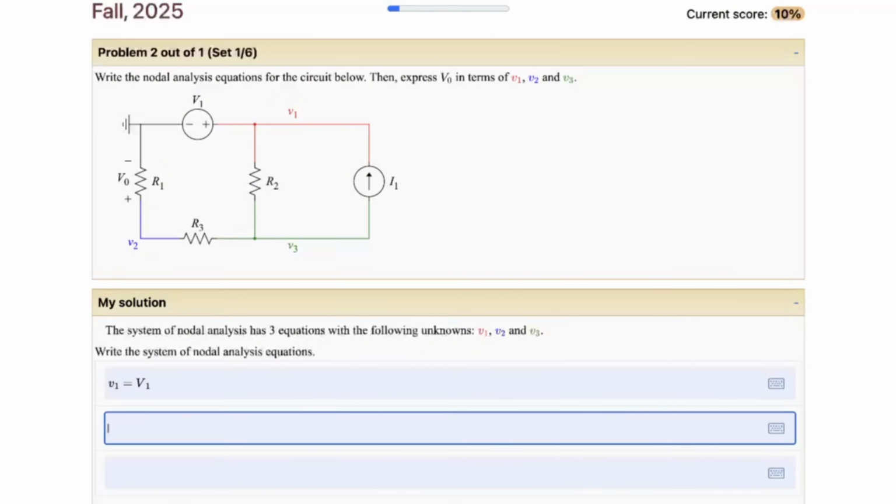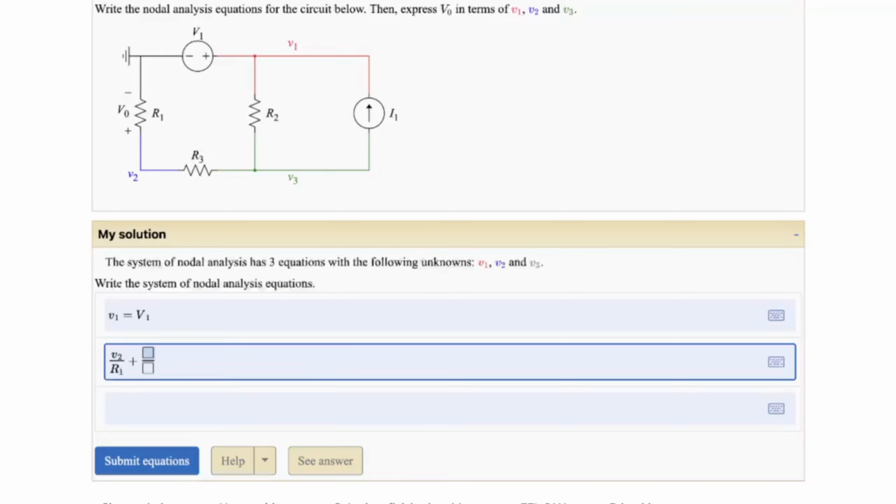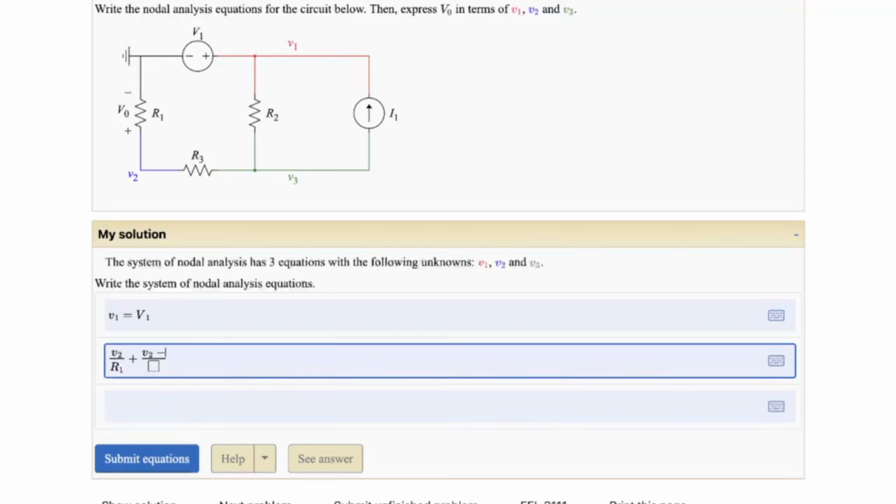Next, let's go to V2, and it looks like we need KCL for this. Let's start with the current from V2 to the reference node over R1, and using Ohm's law, we know that would be V2 minus 0, but we can ignore that, over R1. And we're going to add that with the current going from V2 to V3 over R3. So again, using Ohm's law, we have V2 minus V3 over R3. I'm going to set all that equal to 0.